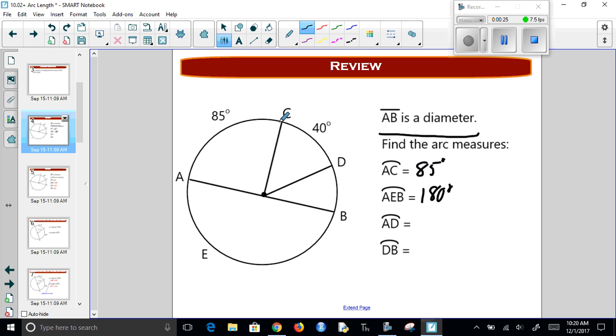AD is the smallest arc from A to D, so that's 125 degrees. And DB is what's left over from 180, so that would be 55 degrees. All right, so those are arc measures.